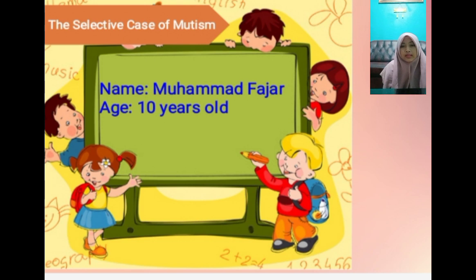And next, the case of selective mutism. An example of the problem I'm talking about, I was told by my neighbors. His name is Muhammad Fajar. He is 10 years old. He looks normal and cheerful when he is at home or talking with his closest friends. But at school, he becomes quiet.